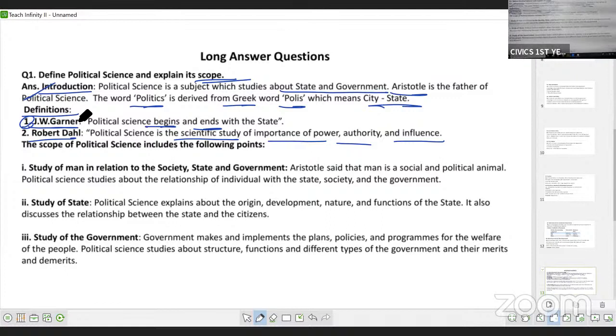Now, coming to your scope of political science. What do you mean by scope? Scope means subject matter. What does it deal with? Political science studies the relationship of man with the society, state and government. Just see the side headings first. Political science is the study of state. Political science is the study of government.